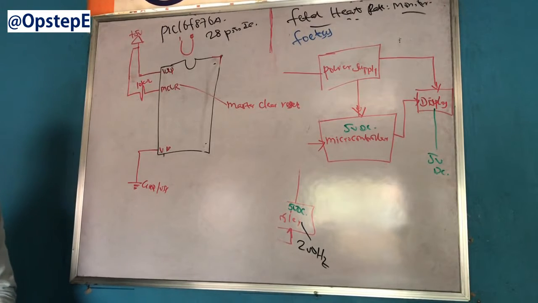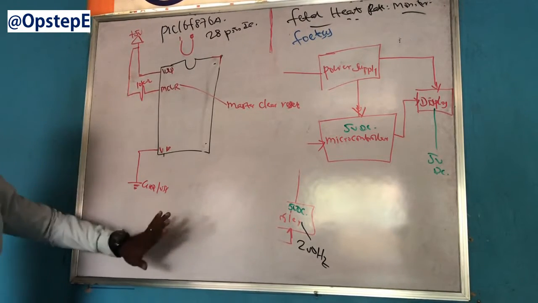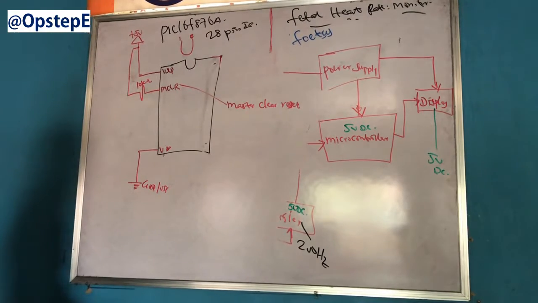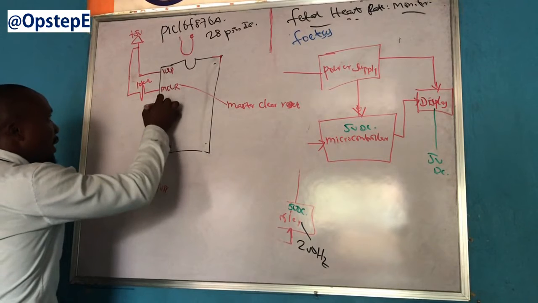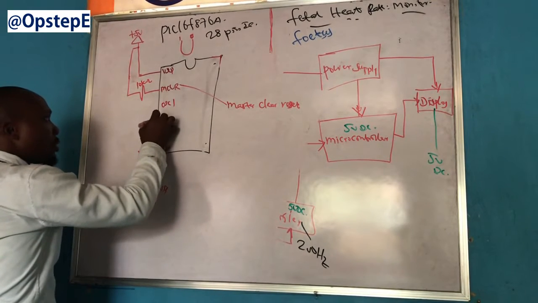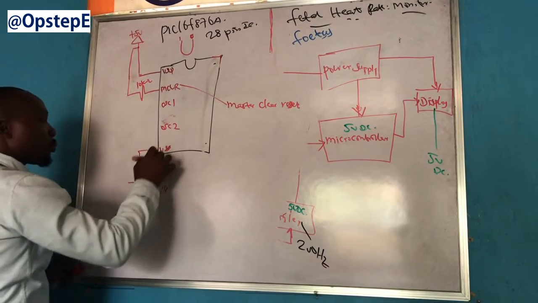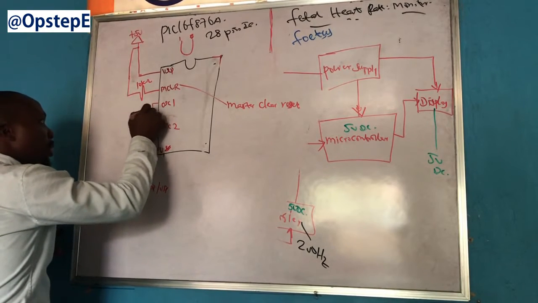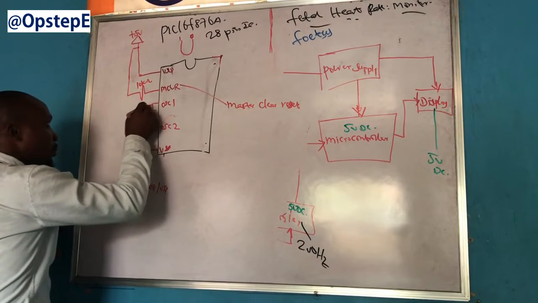Now, it has to be tied this way for it to work. Another thing that this controller requires is these other two pins called OSC1 and OSC2. This OSC1 and OSC2 is where the oscillator sits.